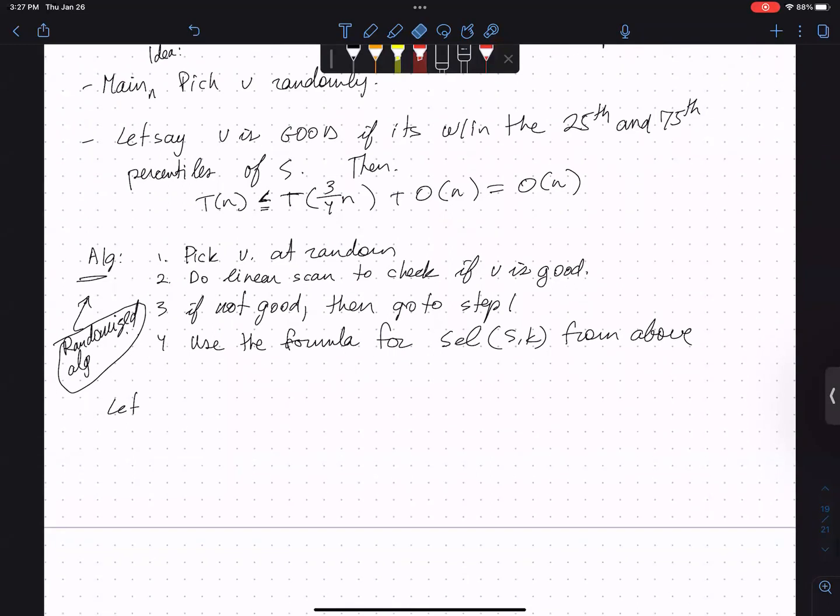Okay, so let's try to analyze the expected running time here. As I mentioned, the worst case is not really interesting. So before we had T of n, now we're going to write T with the subscript E. It's going to denote the expected time on an input of size n.